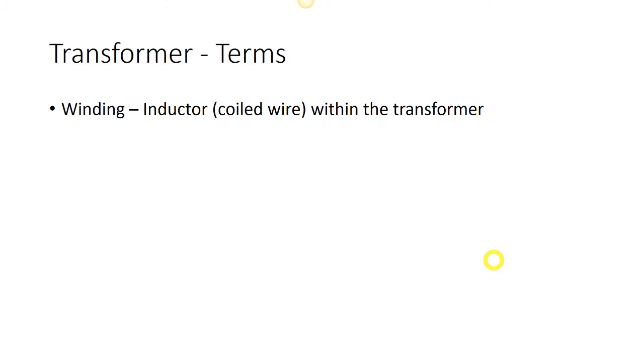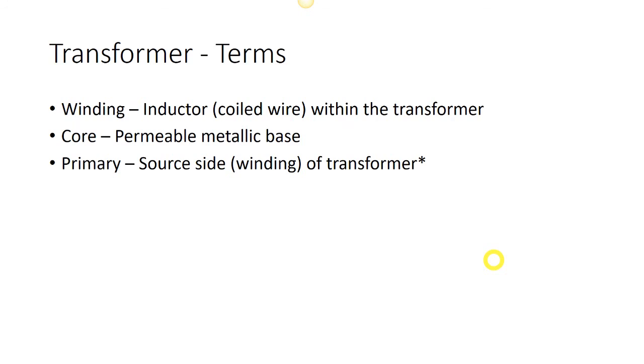Let's look at some terms for a transformer. Winding. A winding is an inductor or a coil of wire within the transformer. So in that animation, we saw two windings, and they're going to have some specific terms. And then those windings are typically around a core, and that core is made of some permeable metal base that we can use to manipulate those magnetic field lines to go in the direction that we want them to go.